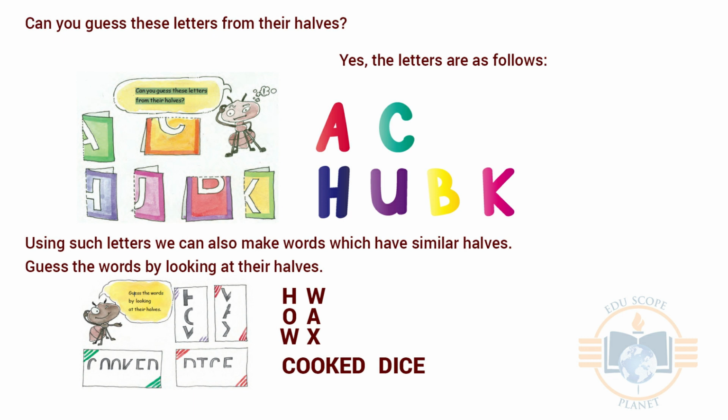Using such letters, can you also make words which have similar halves? Guess the words by looking at their halves. First one, how. Second one, wax. Third one, cooked. And the last one, dice.